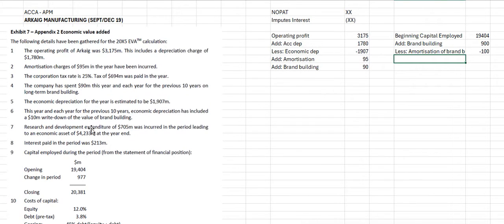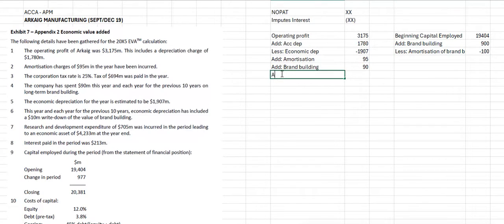This is done. Research and development expenditure 705 was incurred in the period, leading to an economic asset. So you incur some R&D which gives you an asset. The economic asset would not have been reflected in your balance sheet. So I need to do two adjustments. One, this 705 they would have expensed, because research and development expenses we usually expense unless it gives you an asset which conforms to the requirements of the standards. So when they say economic asset, probably it would not have been capitalized. So this 705 they have expensed.